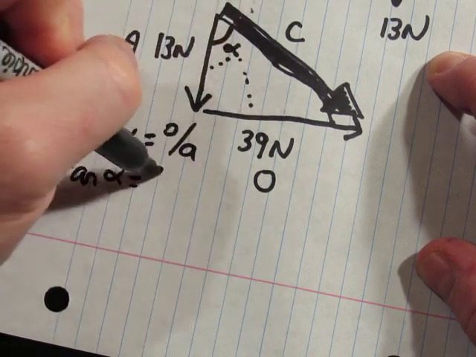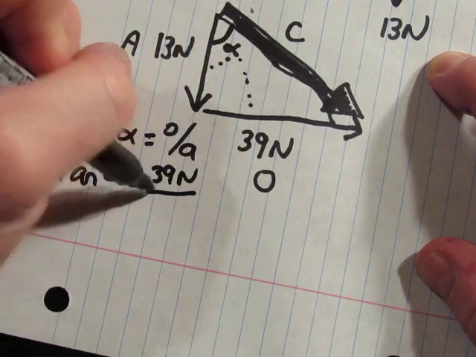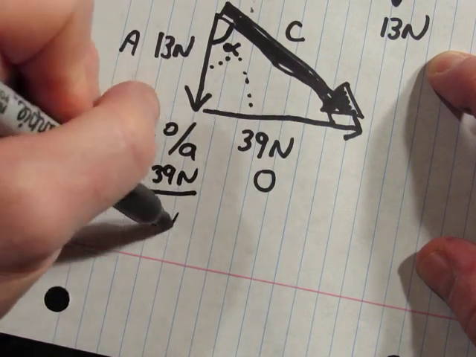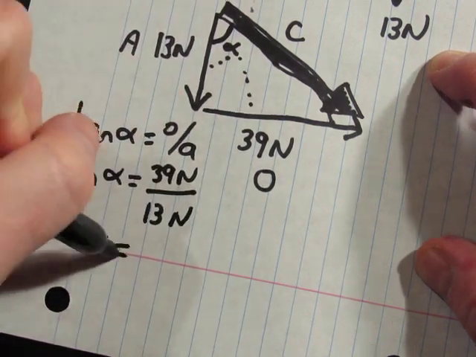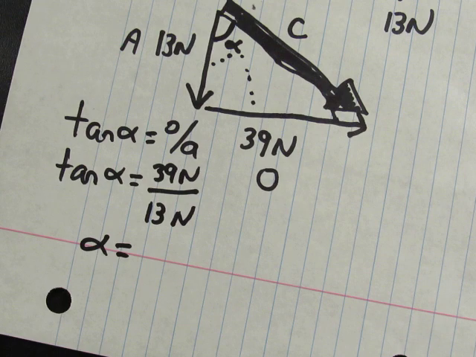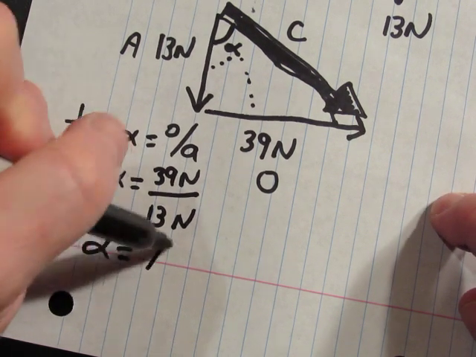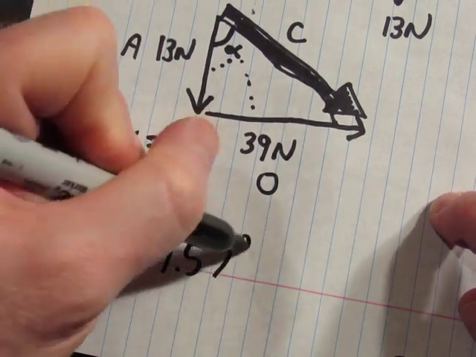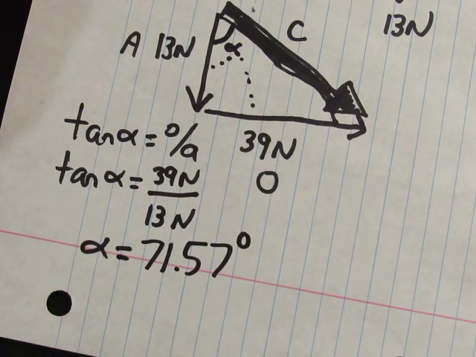The opposite side is 39 newtons. The adjacent side is 13 newtons. And take the inverse tan of the right hand side when you divide it. And you get a final answer to this question of 71.57 degrees. And again, you want to finish this off with a compass coordinate direction.